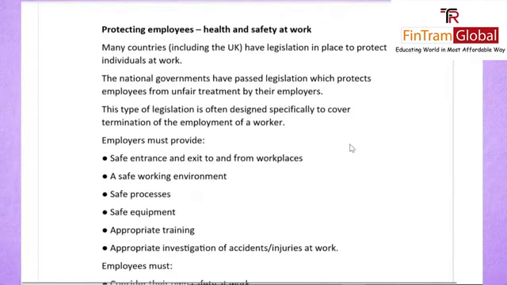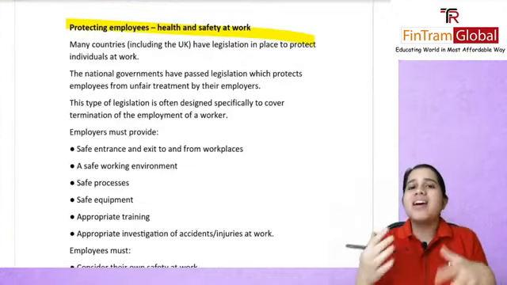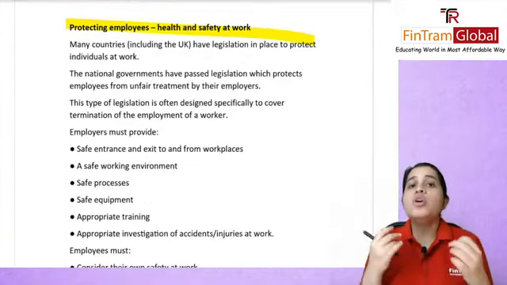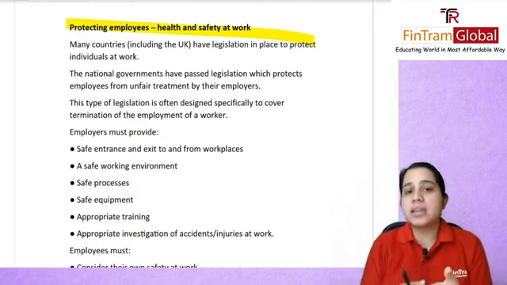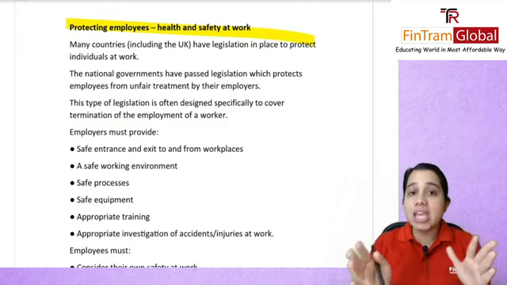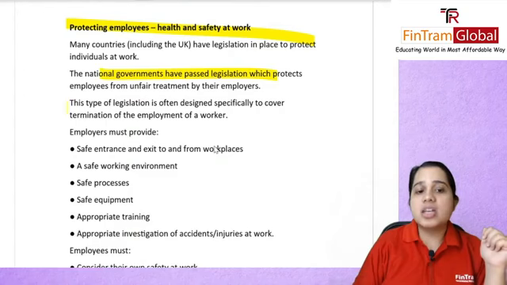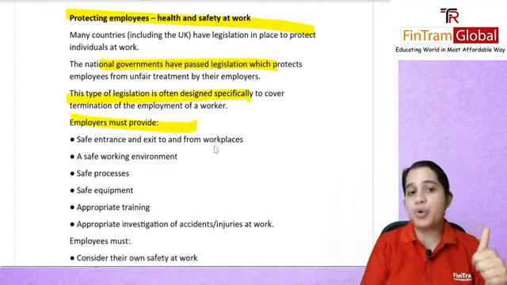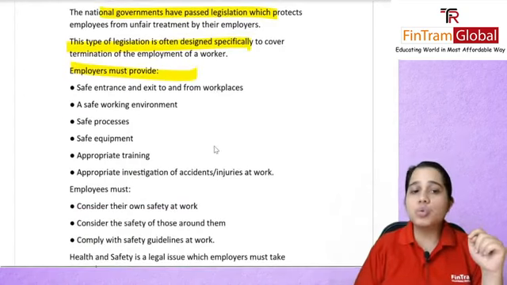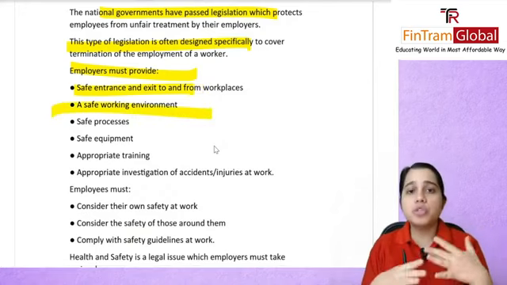Next is the protection of employees, which is basically health and safety at work. In this part we talked about what things an organization will need to do to ensure that the employees are working in good, healthy and safe working conditions. The national governments have passed legislation, and employers must provide safe entrance and exit to their employees. They need to provide a safe working environment.